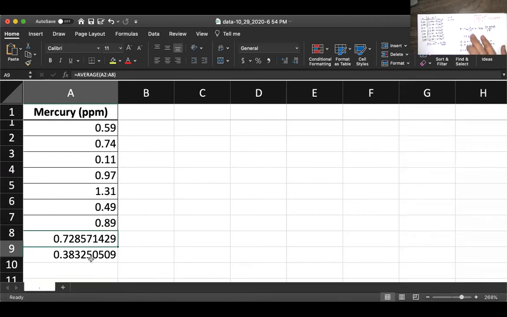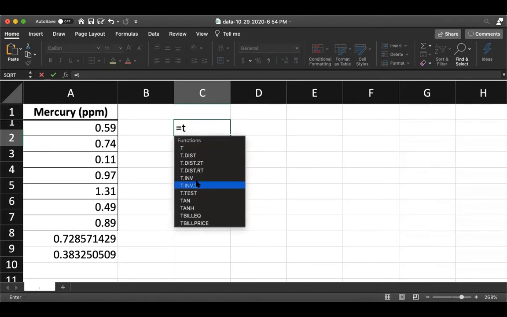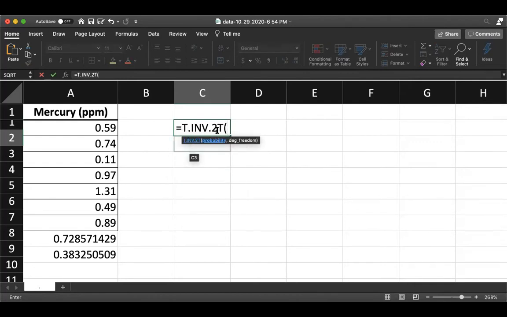Okay, and now we just need the student T distribution. Now, in order to find the critical T values, basically we're looking for T values associated with a certain area. Remember, if we want a 90% confidence interval, we want 10% of the area, but split into 2 tails. So we're going to use a T distribution, but do it backwards. We know that we want 10% of the area in 2 tails. So we'll do T, and notice that there's options down here for T dot inverse dot 2T. That's for the inverse of T with 2 tails.